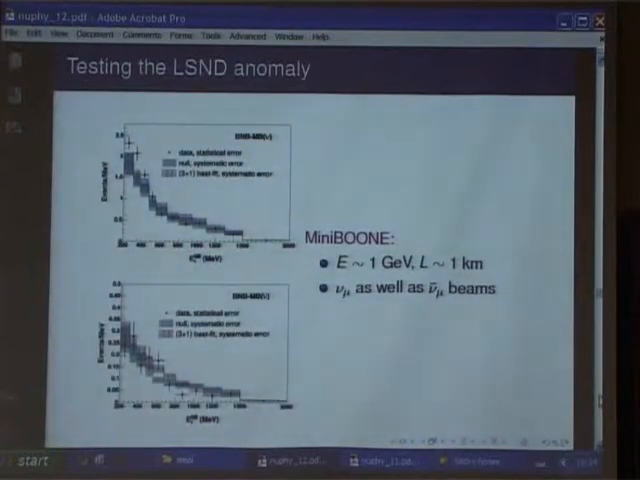The first thing to do: people were rather upset that you have to do this 4 to 2. That's not very nice, right? All the experiments see nothing and this will do something. So what they did is they considered an experiment almost similar to LSND. This was called MiniBooNE. Energy here is around 1 GeV, so 200 to 3000 MeV. The distance was about 1 kilometer, so it is sensitive to the same region.